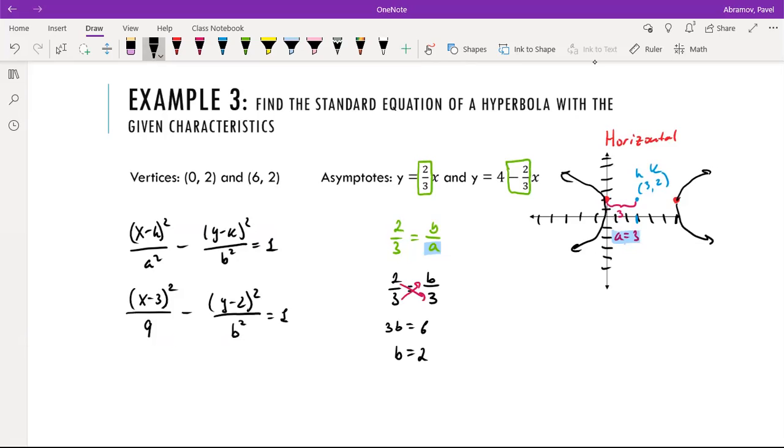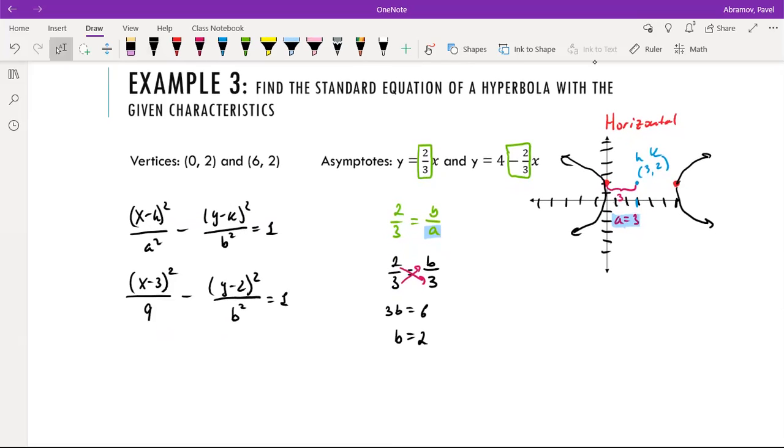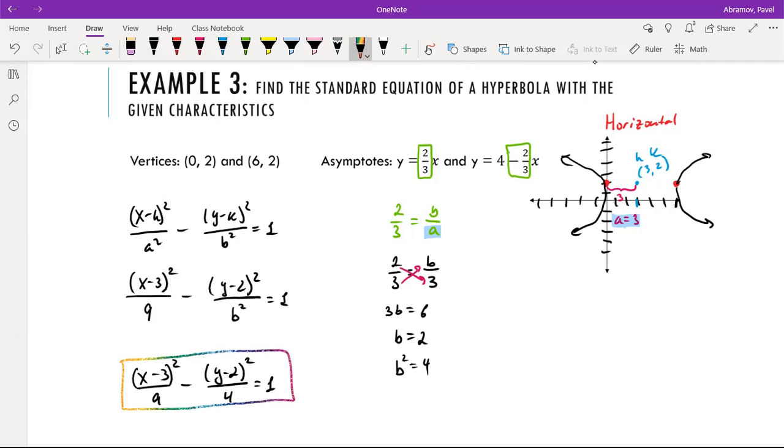So the fact that a is equal to 3 and b is equal to 2, in this case, is just a coincidence. It's not always going to be like that. It's a very common mistake for students to think so. Please don't assume that. You have to set it up as a proportion and actually solve it to figure out what your a and b are. But we do know that b is equal to 2, then b squared is, of course, equal to 4. And therefore, we can write down the equation. And that is the equation of the hyperbola with those characteristics.